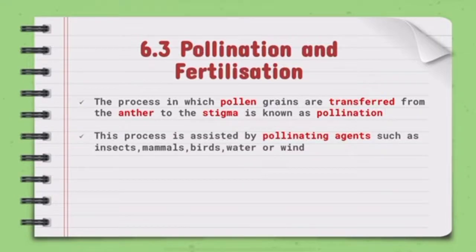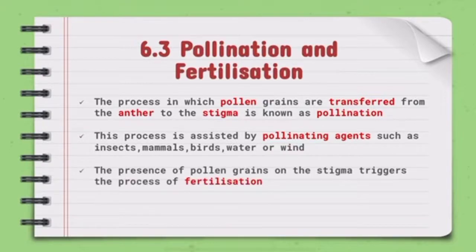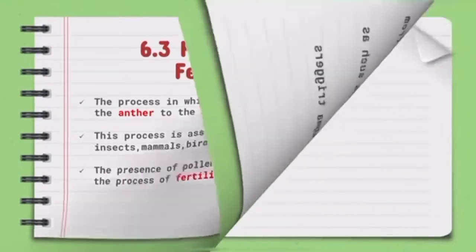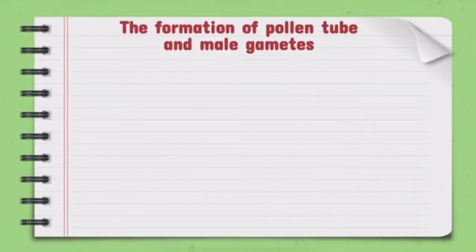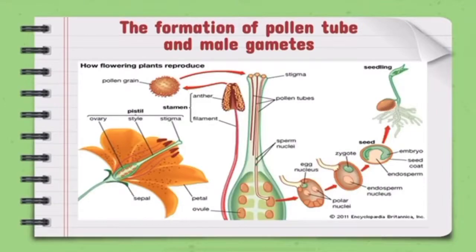as pollination. This process is assisted by pollinating agents such as insects, mammals, birds, water, or wind. The presence of pollen grains on the stigma triggers the process of fertilization. So here is a picture of the formation of pollen tube and male gametes. So I'm going to explain a little more details about it.